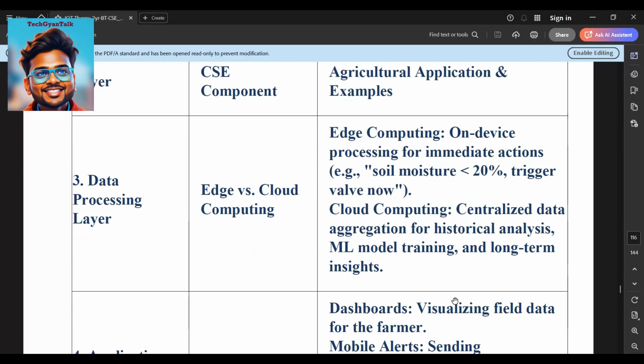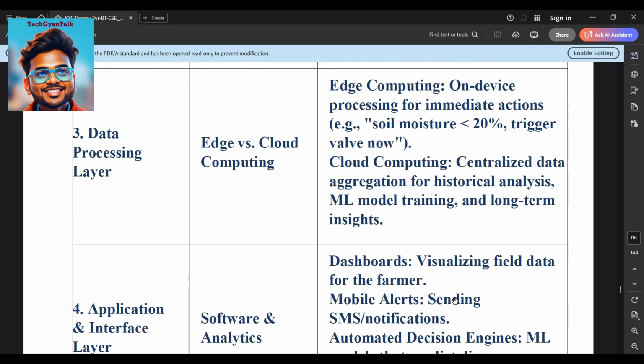And next is the data processing layer. In this, edge versus cloud computing. Edge computing is on-device processing for immediate actions, for example soil moisture less than 20% or a bigger value. And also cloud computing is centralized data aggregation for historical analysis, ML model training, and long-term insights.